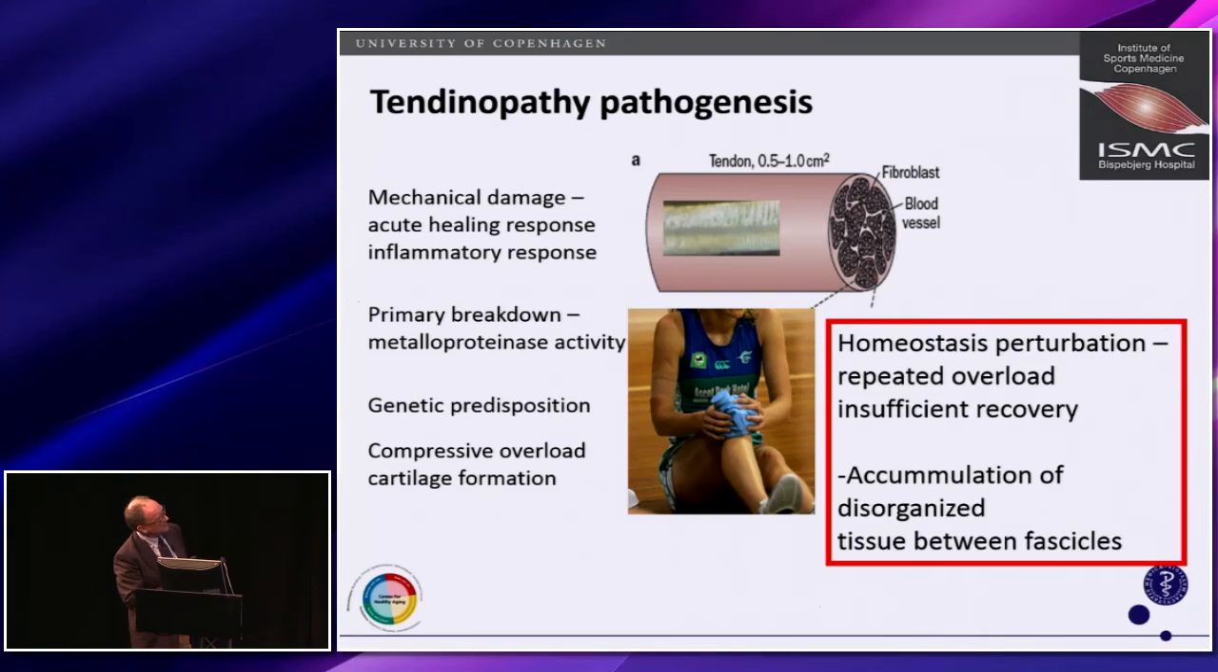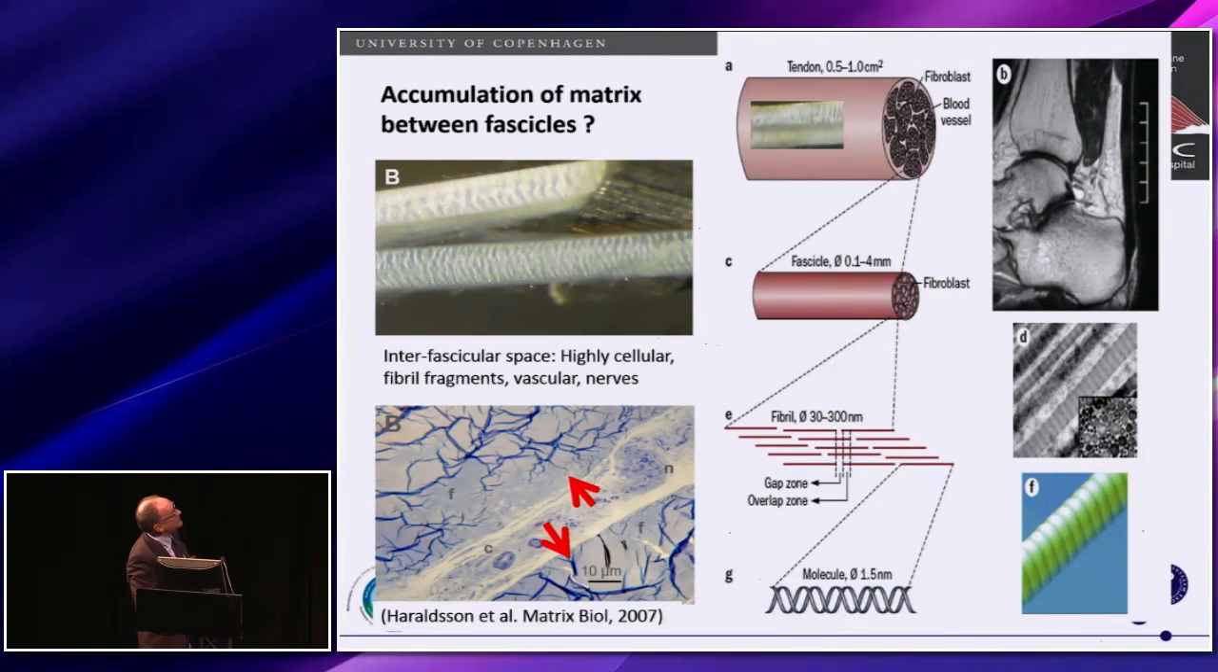No doubt about that. I will suggest, but I don't have any full proof for it, that a lot of what we see is a homeostasis perturbation, it's repeated overload, and that we actually don't tear any of the fibrils, but we accumulate disorganized tissue in between the fibrils or the fascicles, almost like if you had a piece of rope and you put a stone inside the middle of it, and that is really going to be painful in this situation.